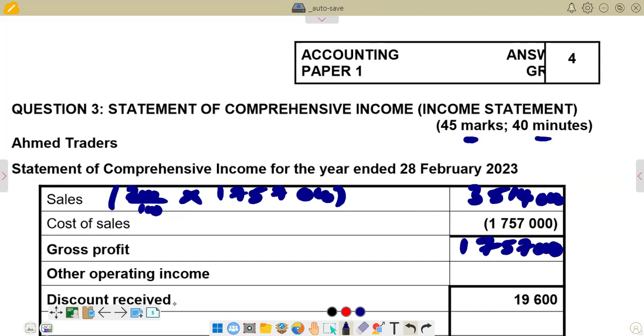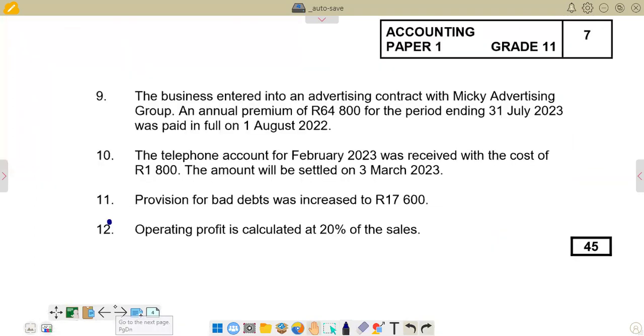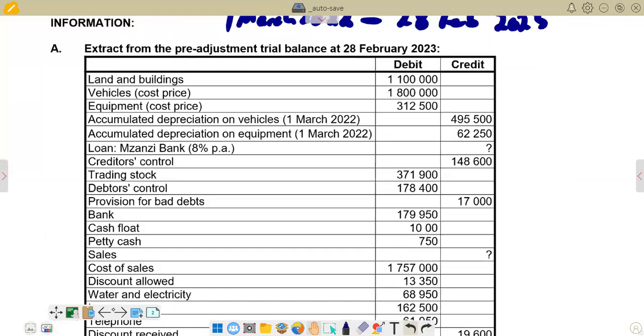So we go to the next section, which is the other operating income. We are going to go through the other operating income that we are given in the question. We have got discount received, which is pre-entered as 19,600. And then we can go and check other income that we are having in the question. So if we come here, let's try to see what we have. We are going to go down checking for those other incomes.